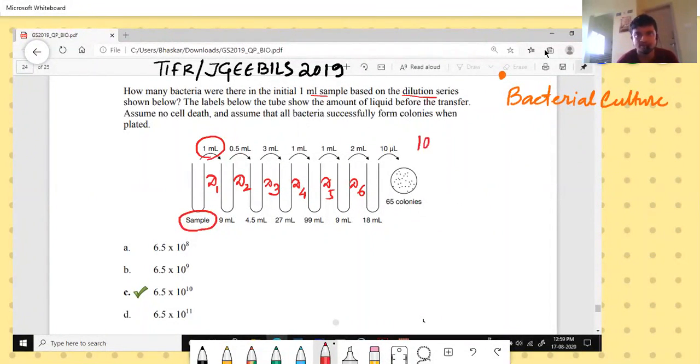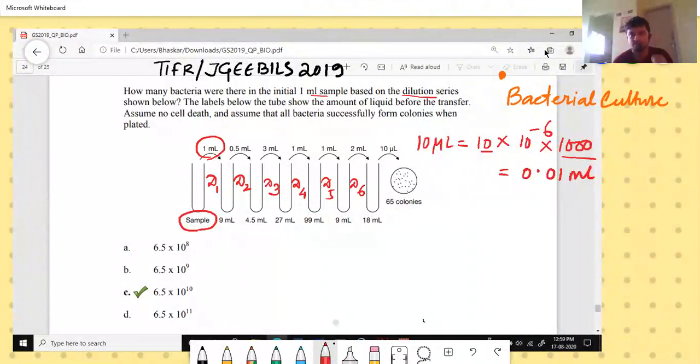10 microliter means you have to first convert it into ml. So 10 into 10 to the power minus 6. Micro is of the order 10 to the power minus 6, then 1000. So it will be 0.01 ml. Correct? 10 to the power 4 into 10 to the power minus 6, it will be 10 to the power minus 2.